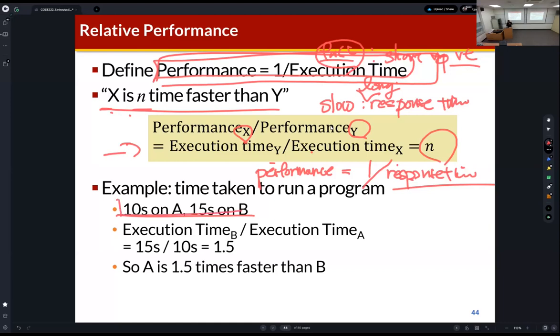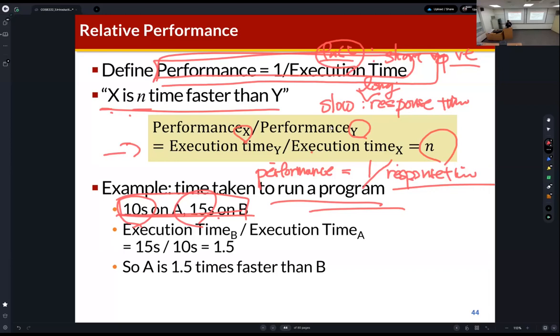Okay, let's see the example. The time taken to run a program, the same program, right? In order to compare different systems fairly, we need to set the same environment or same configuration. So we run the same program and then measure the execution time. It takes 10 seconds on computer A, then 15 seconds on computer B. Then how can we compare the performance?